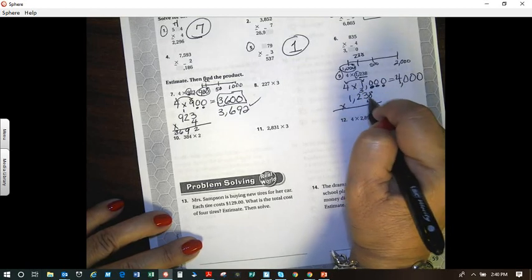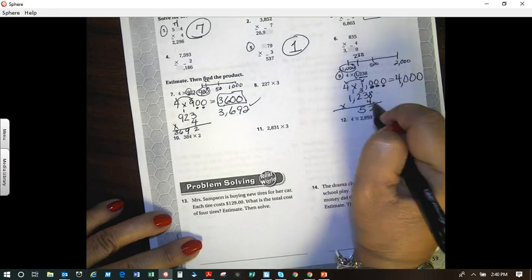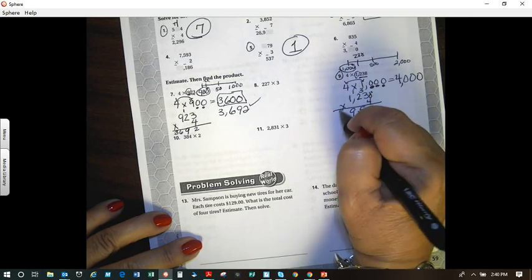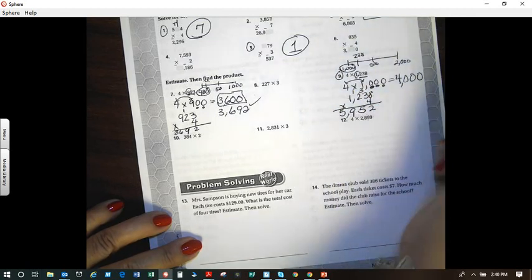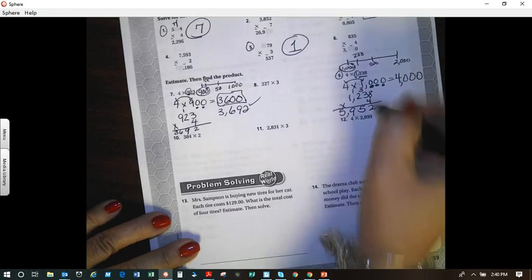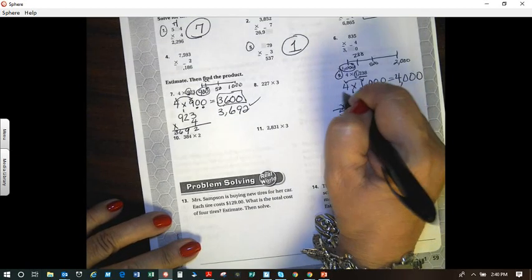4 times 3 is 12, 13, 14, 15. 4 times 2 is 8, plus 1 is 9, and 4 times 1 is 5. Did I make a mistake? I did, because was I supposed to even regroup? I didn't. What this one went to was this here. That was 8 and 9, and there wasn't anything to group.